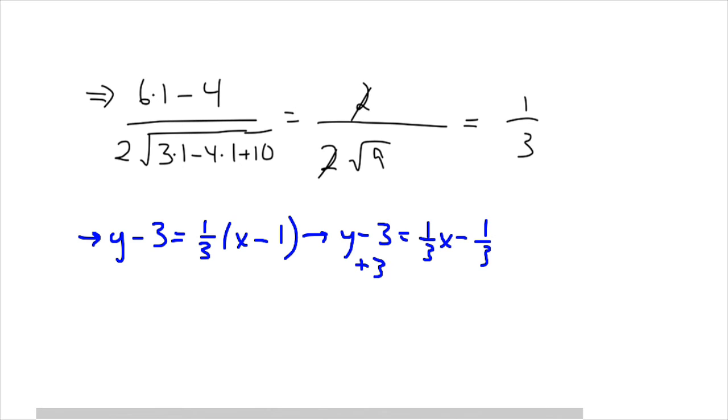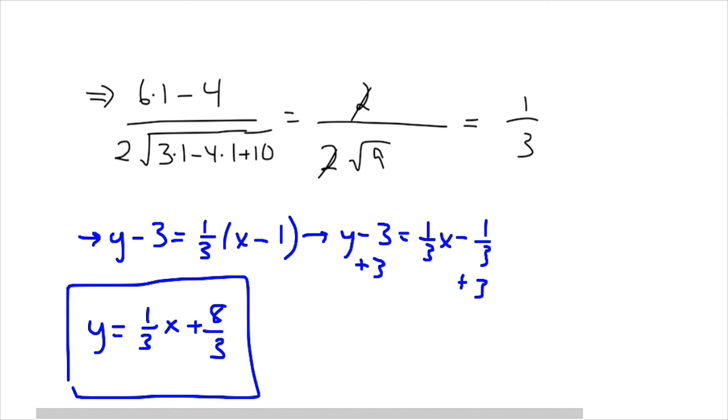And so I'm going to add 3 to both sides, but I guess in my head I could say this is y equals what? 1/3 x. Now instead of adding 3, I'm going to add 9/3, right? So 9/3 minus 1/3 gives you what? 8/3, and so it's y equals 1/3 x plus 8/3.